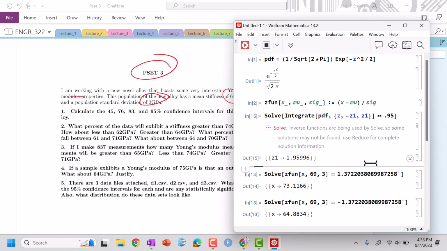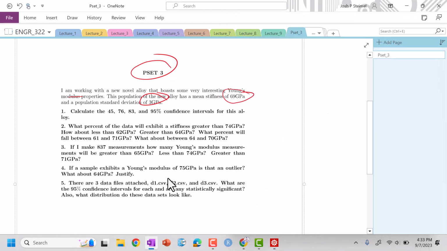95. You should know it's 1.96, minus 1.96. And there you go. So we've got those confidence intervals for this alloy.